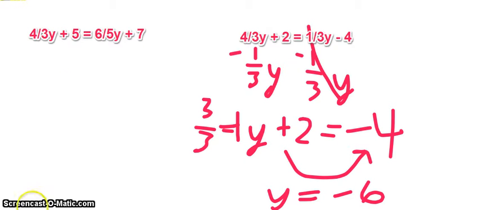So there are two ways to solve linear equations with fractions in them. You can either get rid of the fractions as I showed over here, or you can simply subtract over the term as I showed over here.